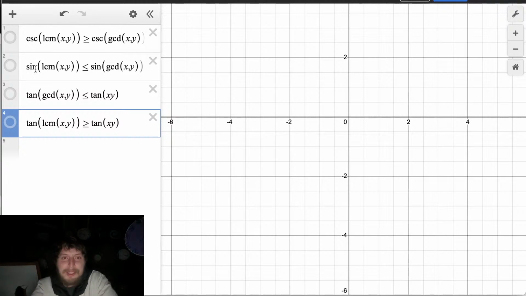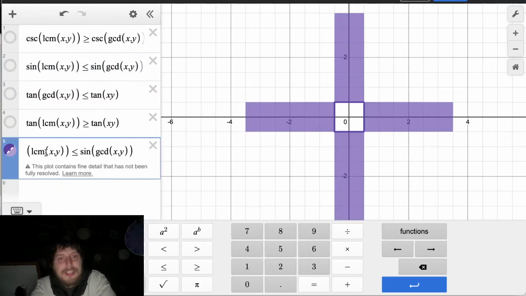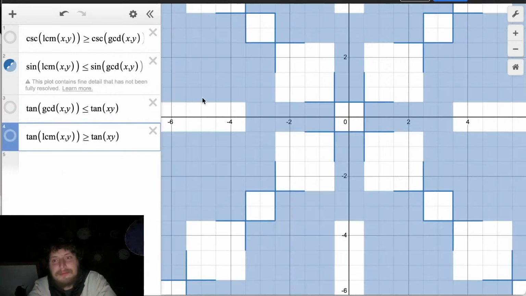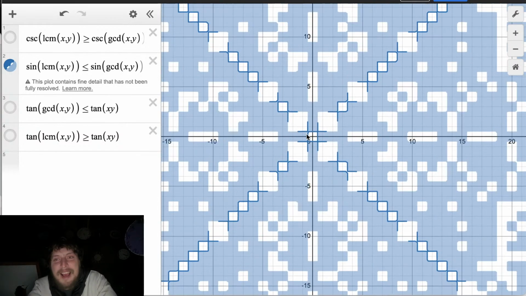And for example, I tried, what about sine of the least common multiple of x? Well, first let's just try the simple one. The simple one would just be least common multiple of x and y is less than or equal to greatest common denominator of x and y. Boring. But when we put the signs around them, we get something more interesting. We get this pattern.